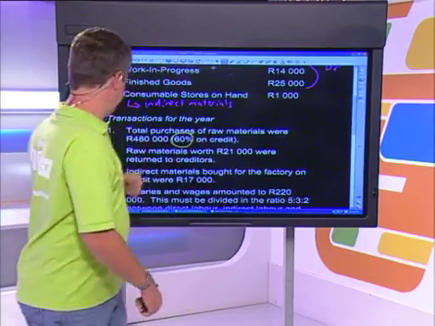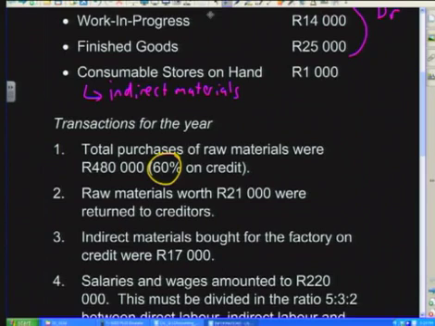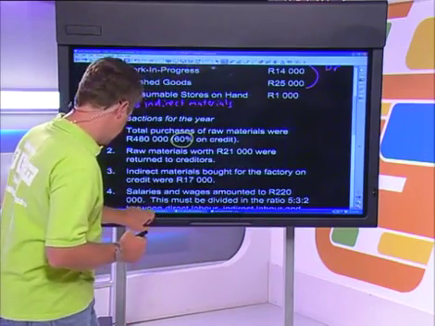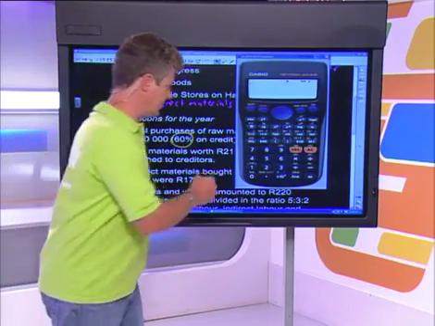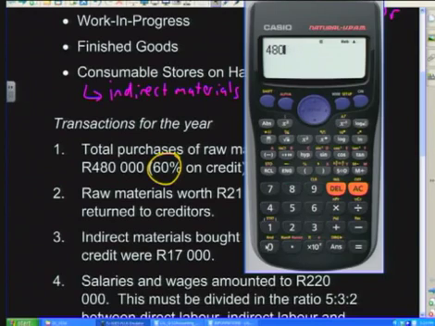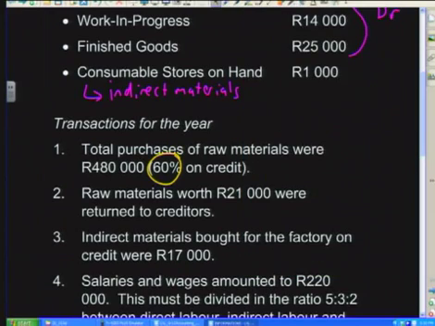This is going to affect our ledger account entries, so let's put them in. What we're going to do is fill in the 480,000, but only part of it was for cash and the other part was for credit. So let's do a calculation to check which part was for cash and which part was for credit. 60% was for credit, so I'm going to take my 480,000 and multiply it by 60 over 100, so that gives me 288,000. What that means is that 288,000 of this amount was purchased on credit.